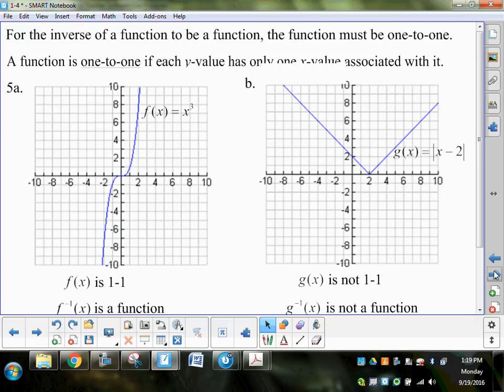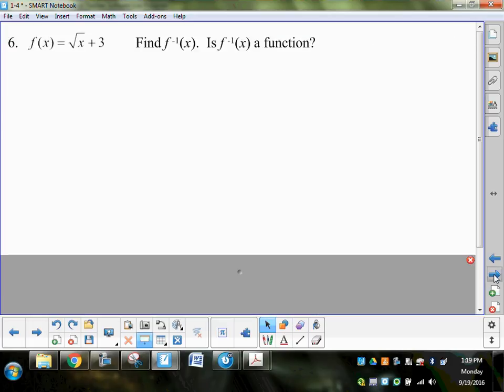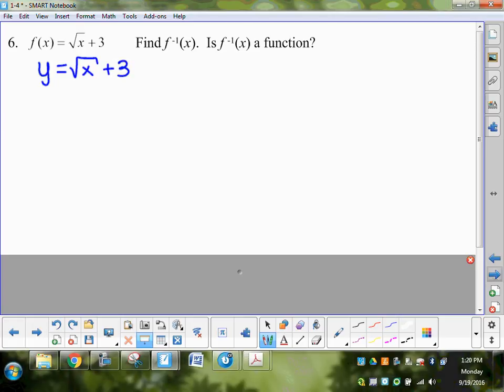Now, let's bounce over to this one here. If I'm finding this out, this is a square root graph shifted up 3. Is this going to be a, well, we'll find the inverse first. If I'm finding the inverse on this, Amanda M., what would you go through and do? Can you keep going? Okay.